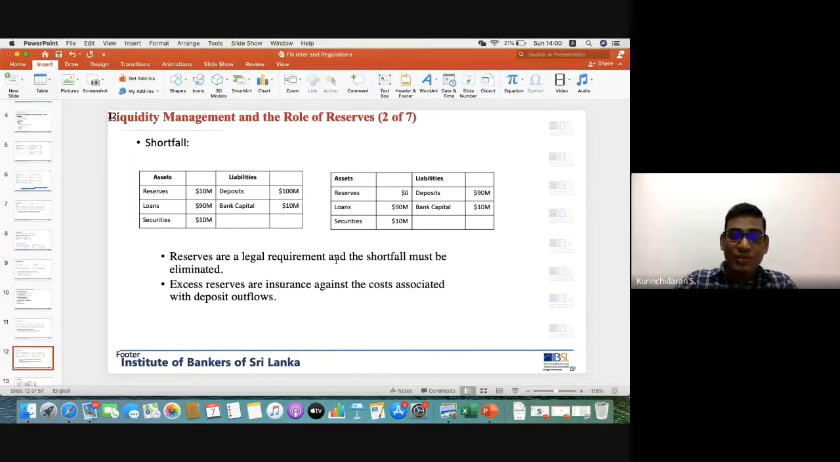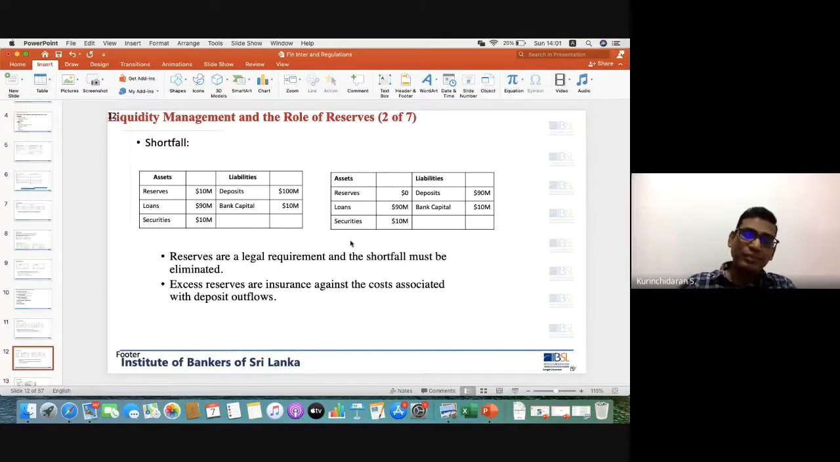Excess reserves are insurance against the cost associated with deposit outflow. Now the problem is, you cannot have a reserve below 10%, so you have to find the money immediately. When you try to get money immediately, you have to pay a high cost, because you have to borrow from the market, right? Or you have to do something else to fulfill this requirement. So that's what we always say, the excess reserves are insurance against the cost associated with deposit outflow, right? Because if you have excess reserves, you don't have that shock, right?